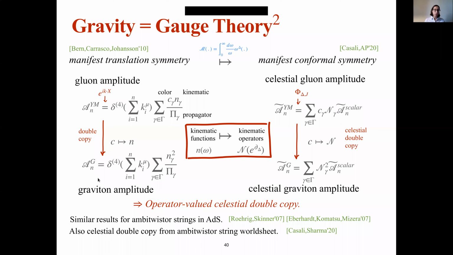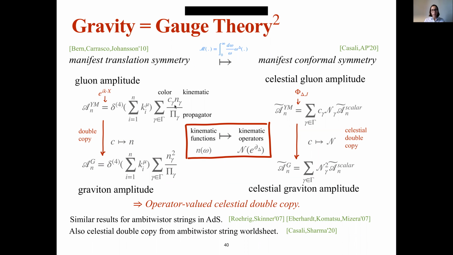And so this is used, for example, now recently in the attempt to use amplitudes methods to study gravitational waves. And you can use these Yang-Mills amplitudes or spin 1 amplitudes to engineer gravity amplitudes.